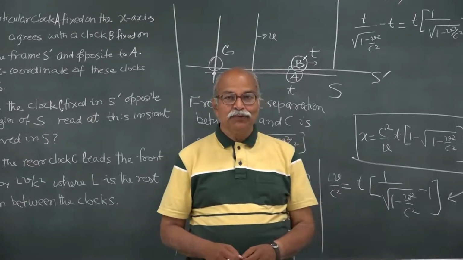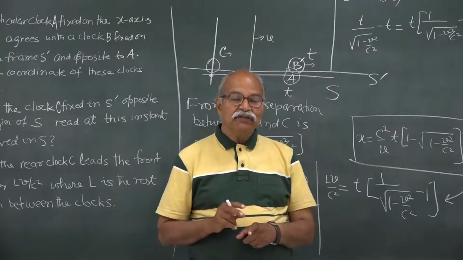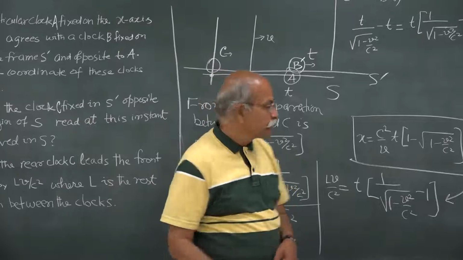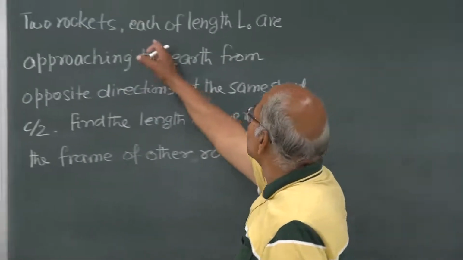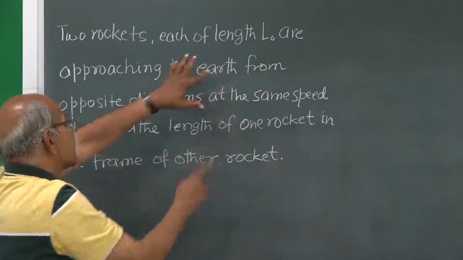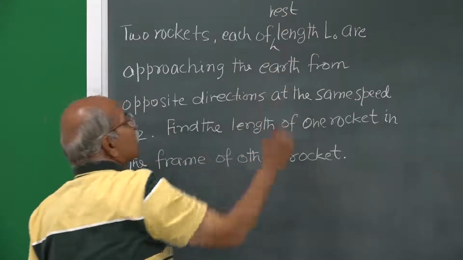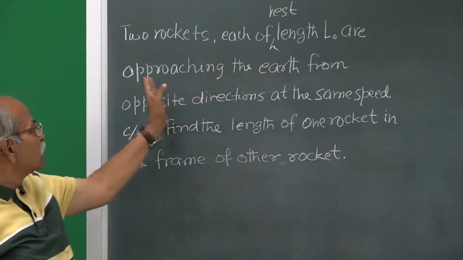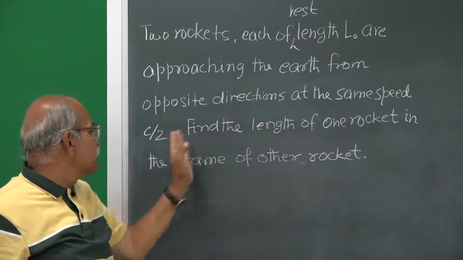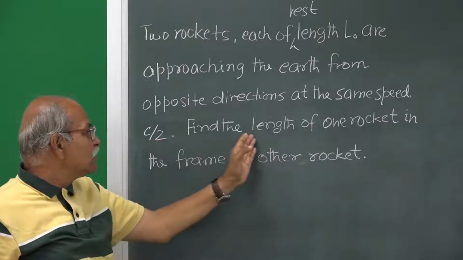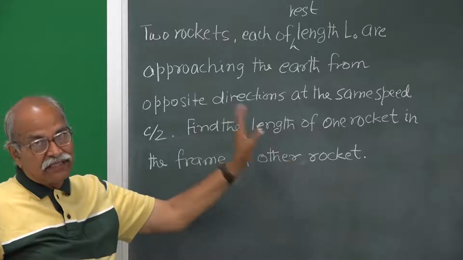So, let me go to the last question of this lecture, and that will be on velocity addition. So, the question is, two rockets each of length L naught, its rest length, remember when I say each of lengths, rest length L naught, are approaching the earth from opposite directions at the same speed c by 2. Find the length of the one rocket in the frame of the other rocket. So, that is the question.